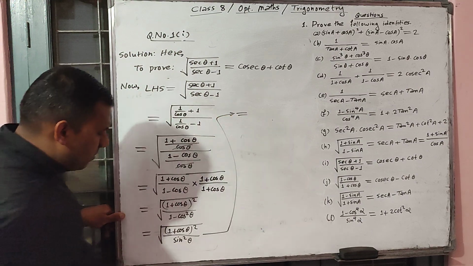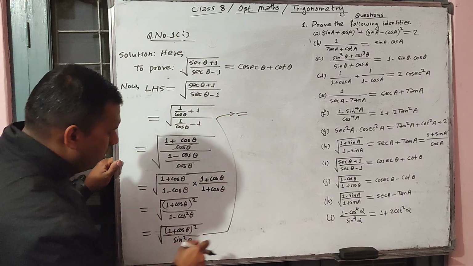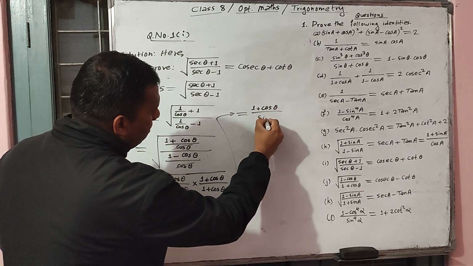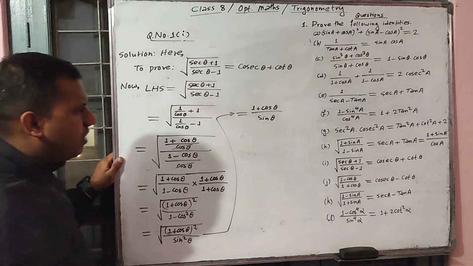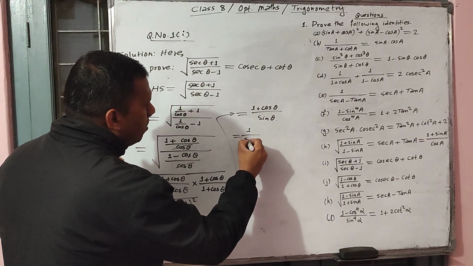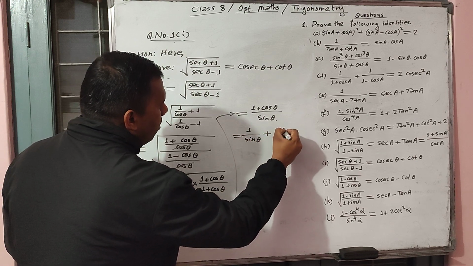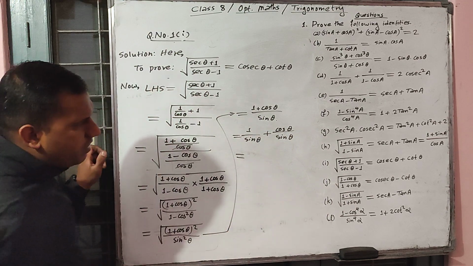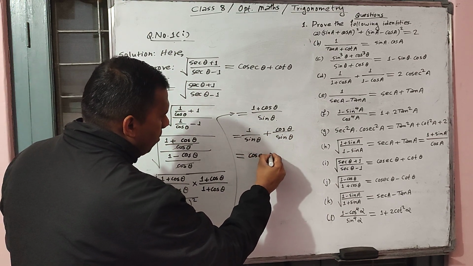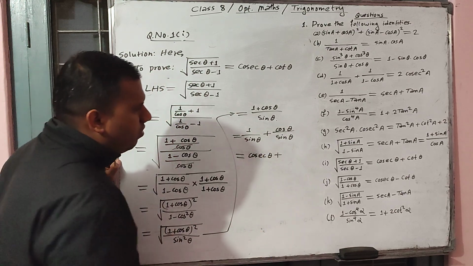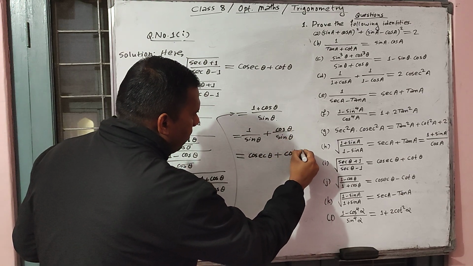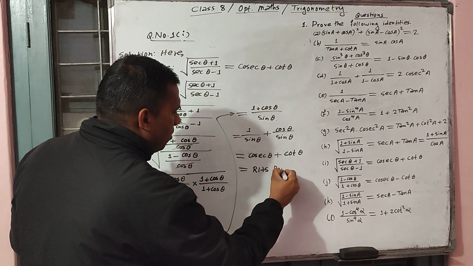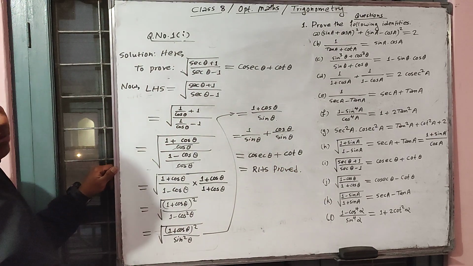Now square and square cancel. So the remaining part is (1 plus cos theta) whole upon sin theta. Now breaking it, we can write 1 upon sin theta plus cos theta upon sin theta. But 1 by sin is cosec theta. Similarly, cos by sin is cot theta. That is equal to RHS. So we can write root.